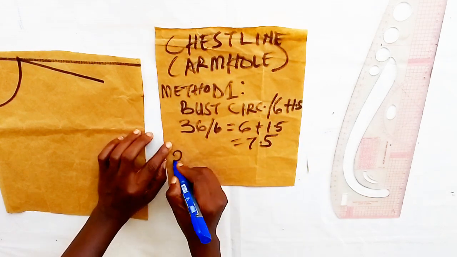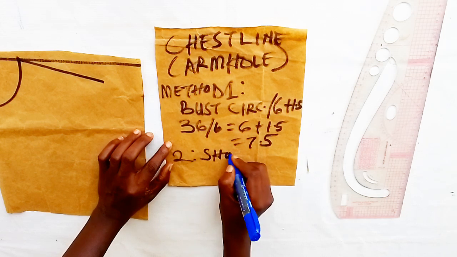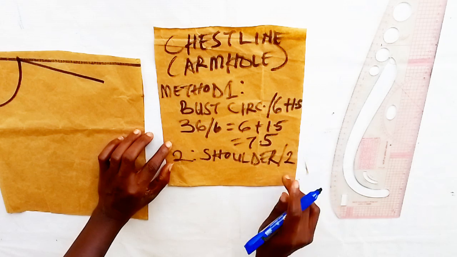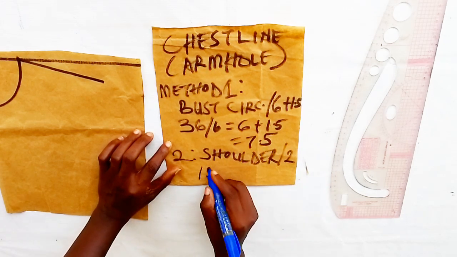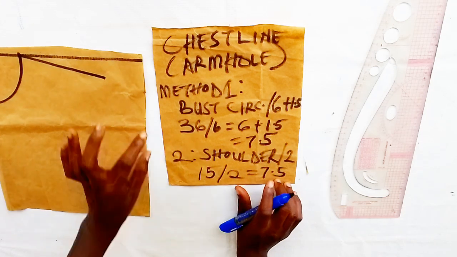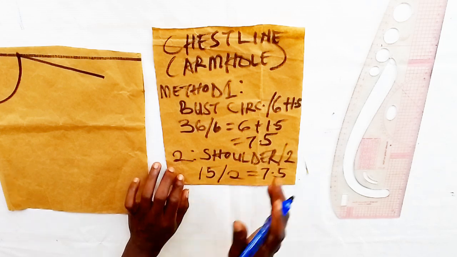Now for the second method, you want to divide your shoulder measurement by 2. Let's take for instance you are using the measurement of 15, you divide it by 2, and then you have 7.5 inches. Now I'm going to illustrate this on another piece of pattern paper, how to calculate or how to draw out our armhole line.